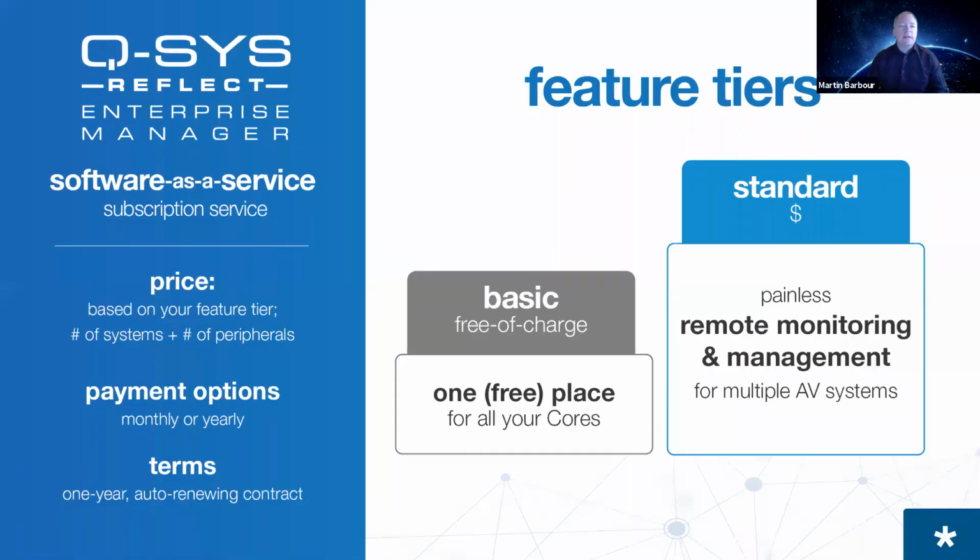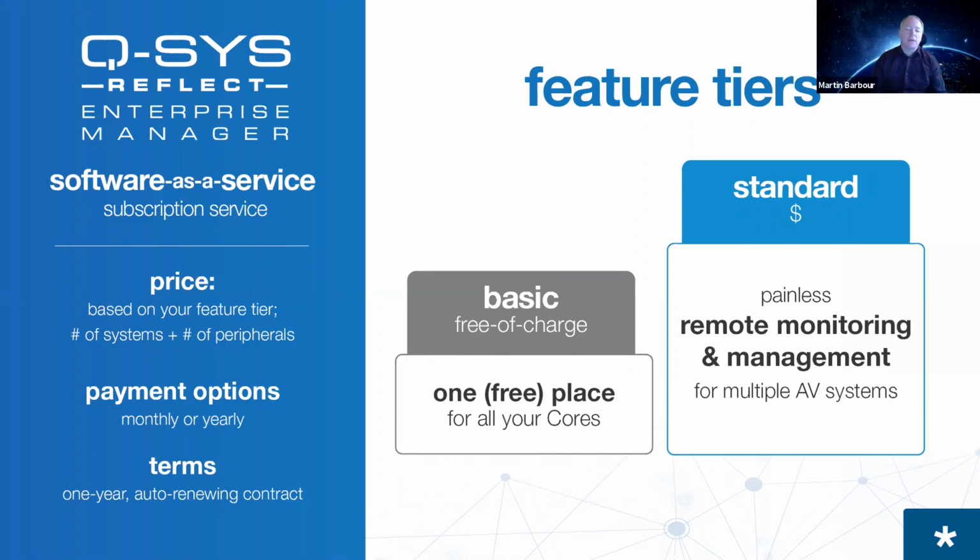So getting into the nitty-gritty of the product, Enterprise Manager is a software as a service solution. And as a result of that, it is a subscription service. So the price that the end user pays is based upon the number of systems and the number of peripherals that you're monitoring with it. And the price points are derived by the tier that you choose. And just like many other software services, there are multiple tiers to choose from.